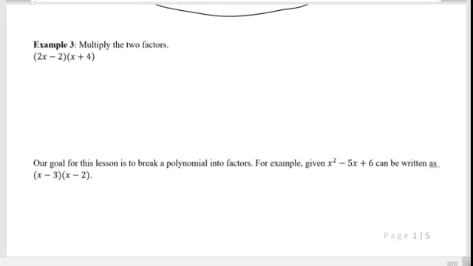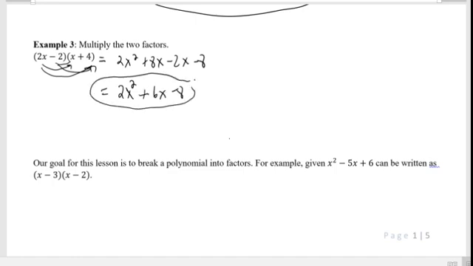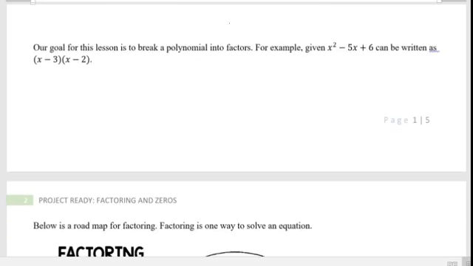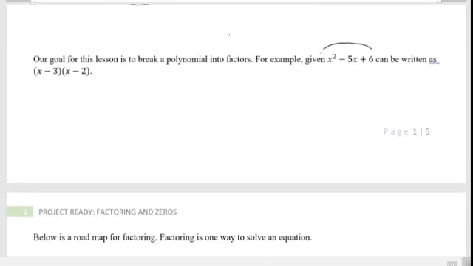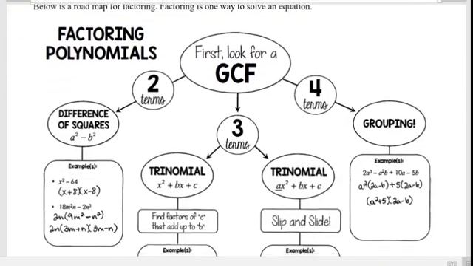So let's try another one. Here we're going to multiply 2x times x, which is 2x squared. 2x times 4 is 8x. -2 times x is -2x. -2 times 4 is -8. Gather our like terms: 2x squared, 8x minus 2x is 6x, minus 8. So our goal in factoring is to take a polynomial that looks like this and find its factors. Once we know the factors, then we can find those zeros.